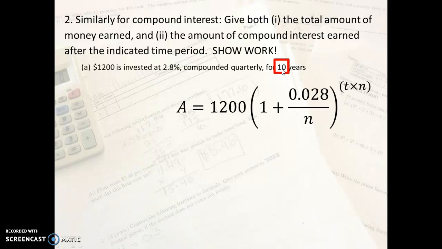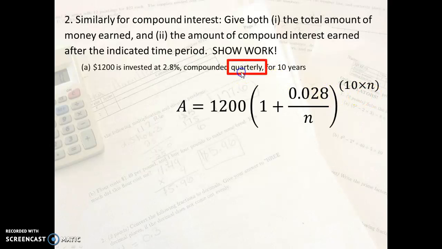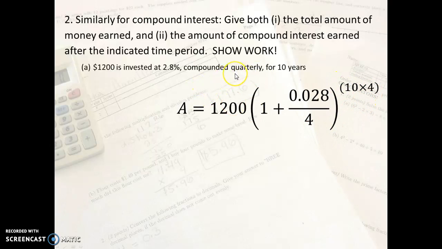10, that's my years, is my time. How long does that money stay in the bank? T is time, is years. And then the last, this N. Remember, we're dealing with compound interest. What it means to compound interest is how many times the bank gives me a little bit of money. In this case, the bank gives me money quarterly. They give me a little bit of percentage of money 4 times a year. 4 times a year tells me my N number will be 4. How many times does the bank give me money? They give me money quarterly, 4 times a year. You plug 4 in for N.